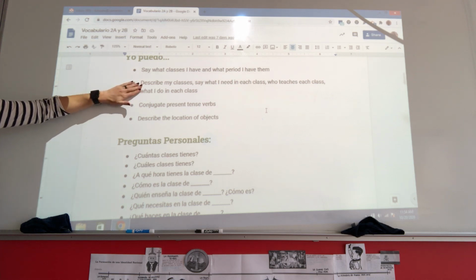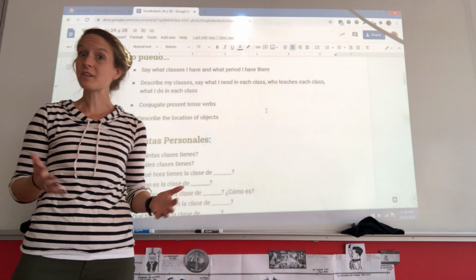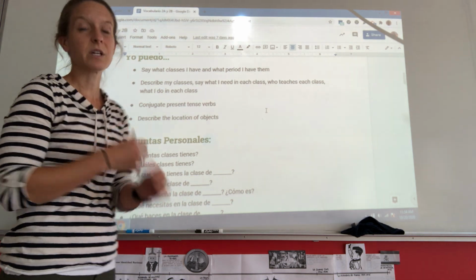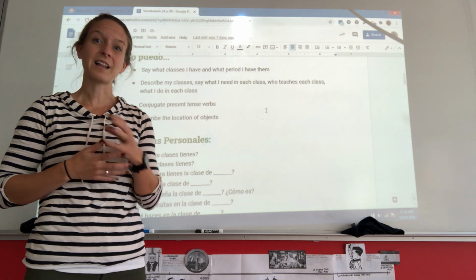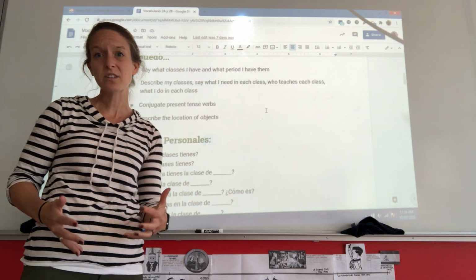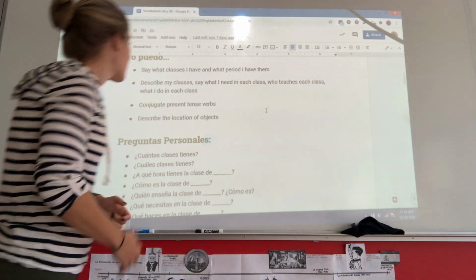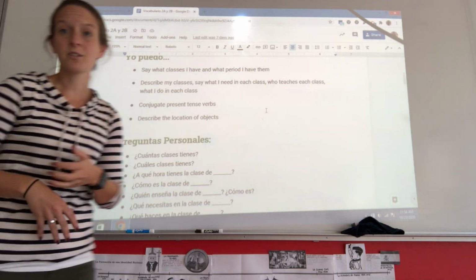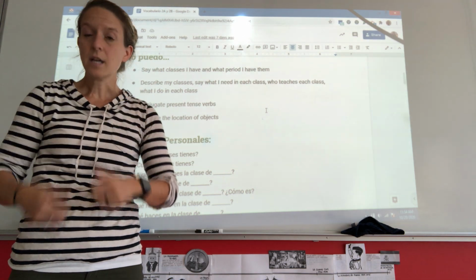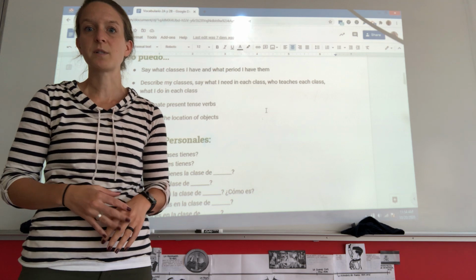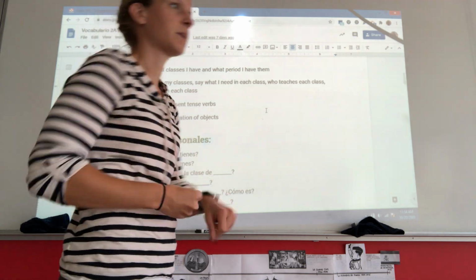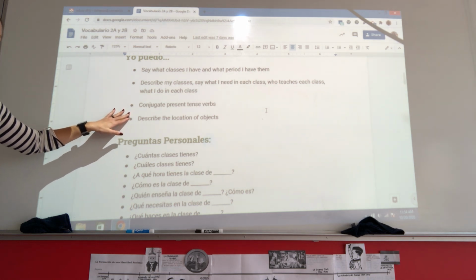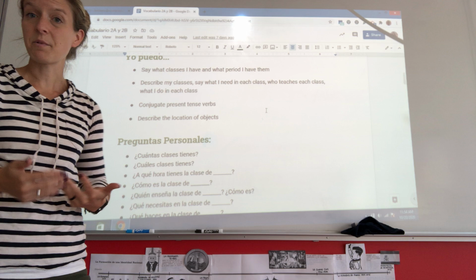Okay? You're going to be able to describe your classes, talk about what you need in each class, who teaches the class, what that teacher is like, what you do in each class, whether the class is hard or easy or fun or practical or boring. Okay? And you're going to be able to conjugate present tense verbs. You already learned how to conjugate ser, and that was tricky. You did it. Okay? You're going to learn how to conjugate present tense verbs in this chapter. That's our big step for this chapter. You're going to describe the location of objects in our class. Okay? So like the pencil is on top of the desk.